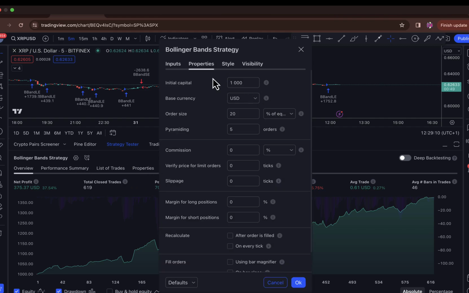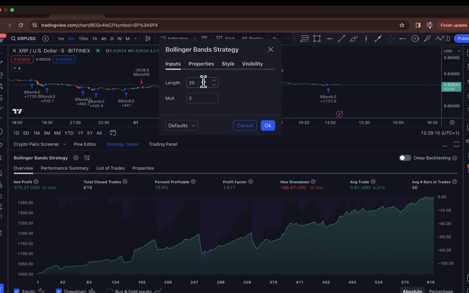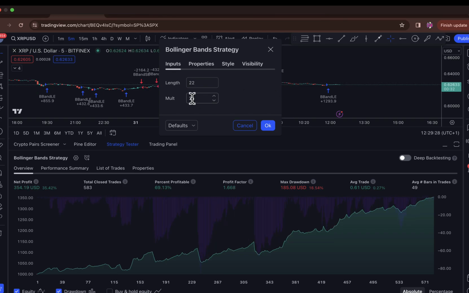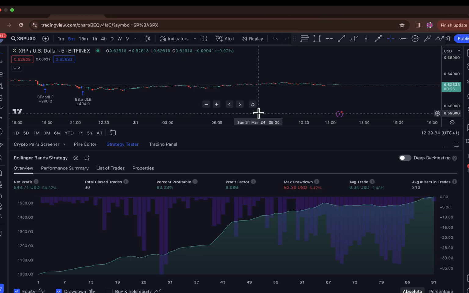You're going to make a lot of changes and get the best out of this strategy. So onto the length of the Bollinger Band. The length of the Bollinger Band is originally at 20. I'm going to make it 22. And the multitude, make it 3. And let's see what's going to happen.